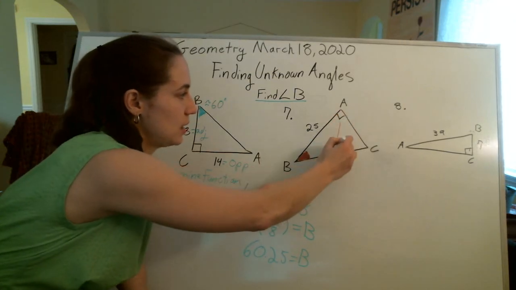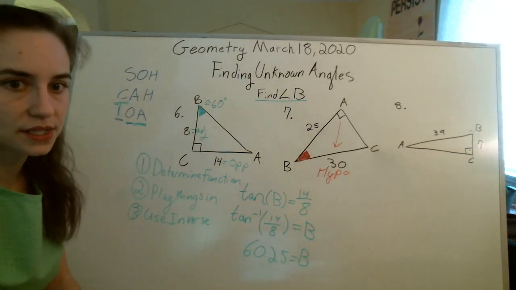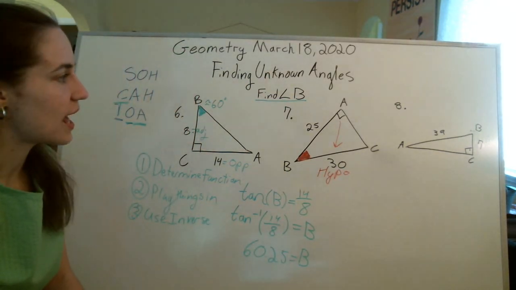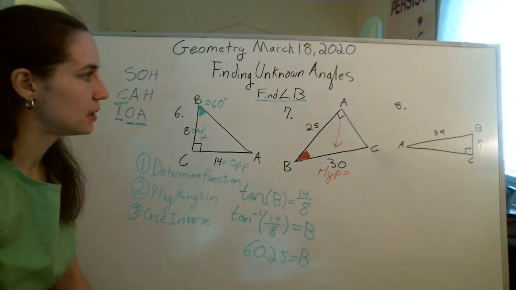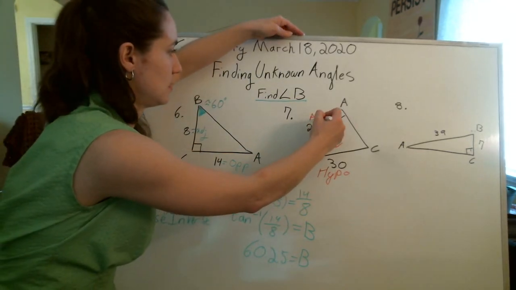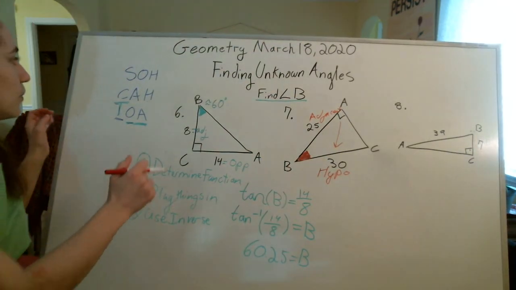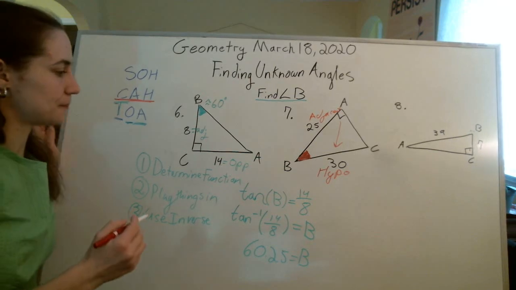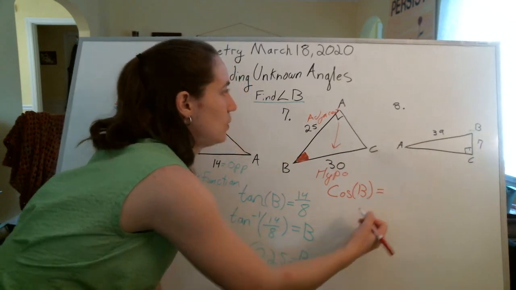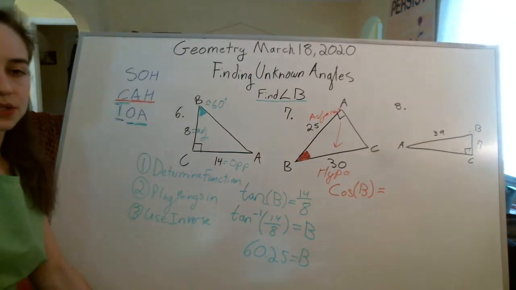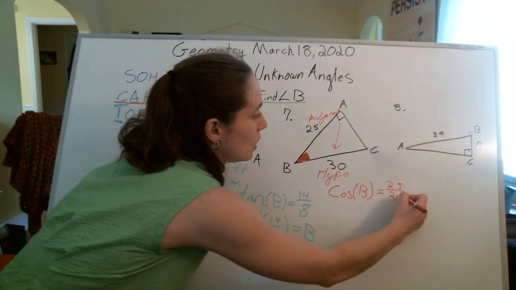Now, it's a little tricky, but that 30 is actually the hypotenuse. So 30 is the hypotenuse, and that 25 is the adjacent. I think so. Yep, adjacent. So that's adjacent and hypotenuse. So again, we're looking at cosine. We're going to have cosine of the mysterious angle B will equal adjacent over hypotenuse. Adjacent over hypotenuse is going to be 25 over 30.